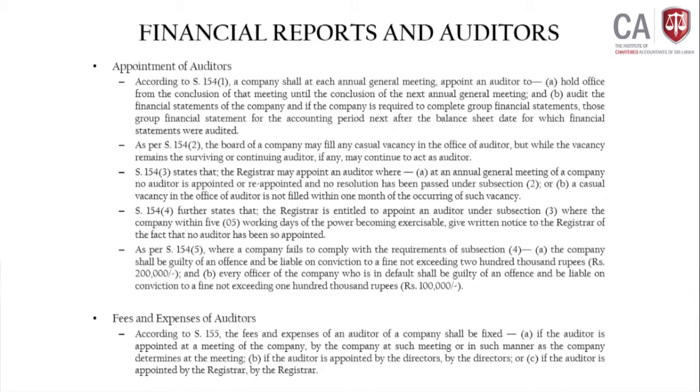So whatever the period would be, the auditor appointed at an AGM will hold office until the next annual general meeting is held. Only at the next annual general meeting will the office of the auditor be re-elected along with the agenda item. And also the auditor audits the financial statements of the company, and if the company is required to complete group financial statements for the accounting period next after the balance sheet date for which financial statements were audited. So therefore, the auditor should be appointed, as mentioned here, to hold office from the conclusion of the AGM until the conclusion of the next annual general meeting.